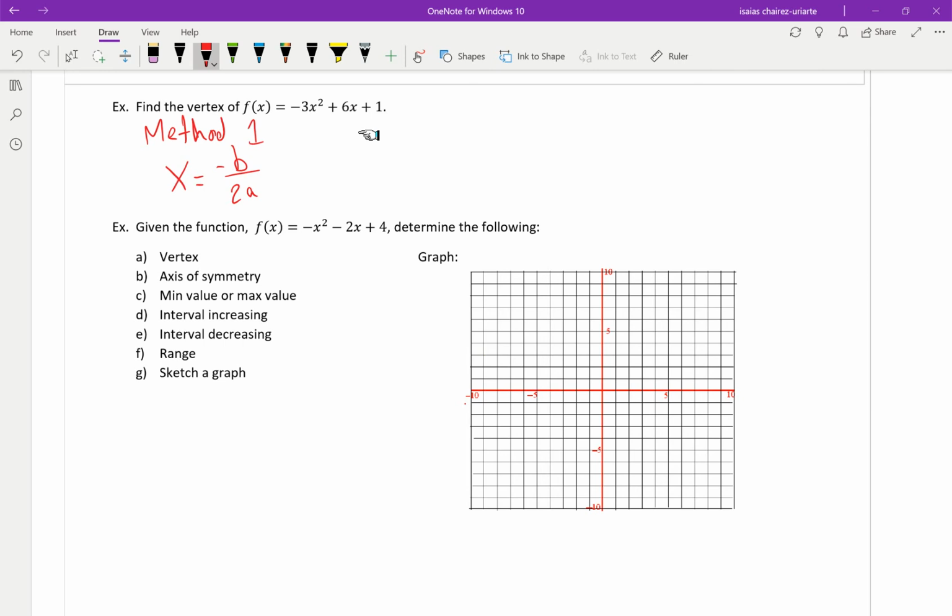So right now, in my particular case, that's going to say negative 6 divided by 2 times negative 3. So my b is 6, my a is negative 3. So negative 6 divided by 2 times negative 3, that's negative 6 divided by negative 6. So that becomes 1. And by the way, right now what I'm doing is finding the x-coordinate. So I found the x-coordinate.